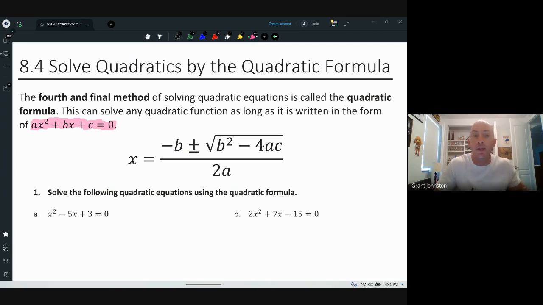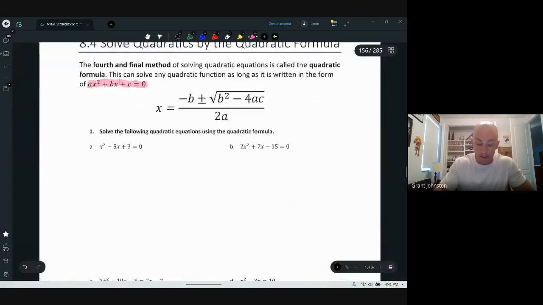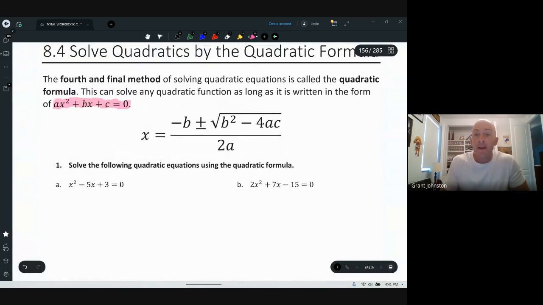There's no stipulations. It doesn't have to be factorable. It doesn't have to have integer answers or irrational answers. It's just for literally any quadratic equation you can solve, as long as you first put it in that form of ax squared plus bx plus c. That's all you have to be able to do. And now the difficulty that comes with it is just making sure you're computing and using that formula right. But other than that, it's actually pretty mindless. So let me show you how it works.